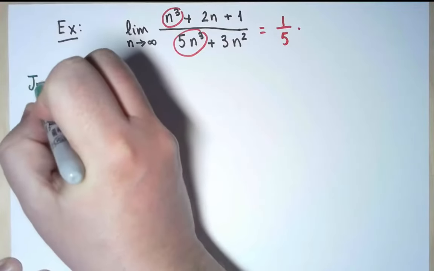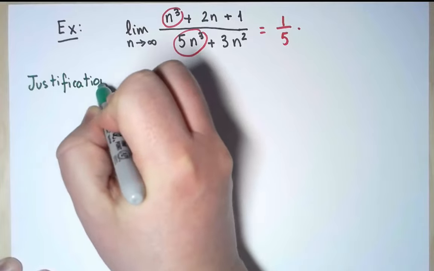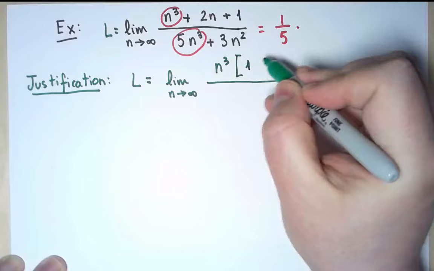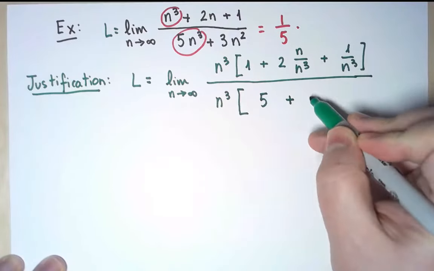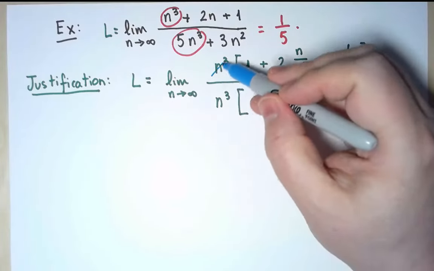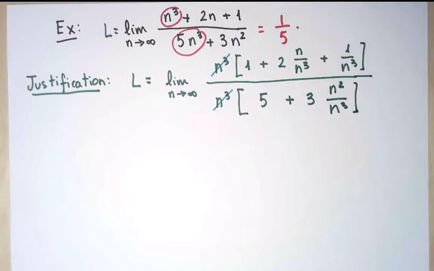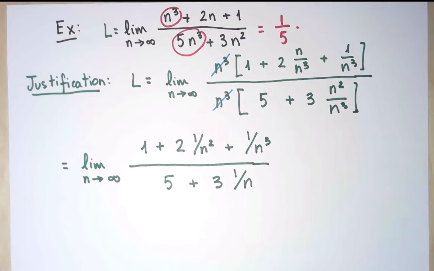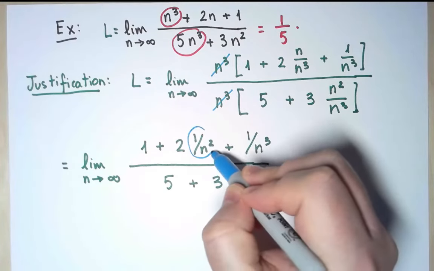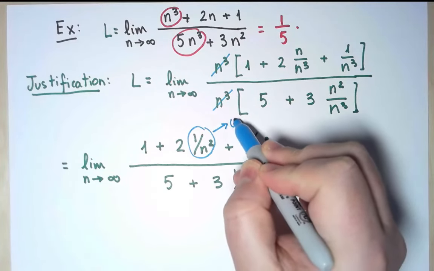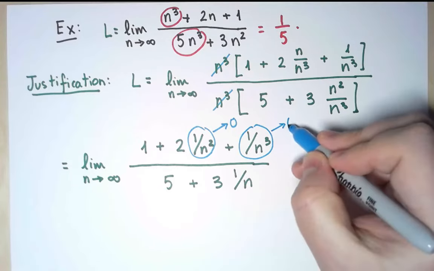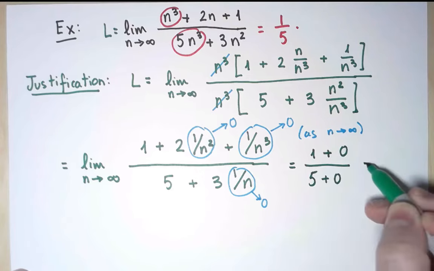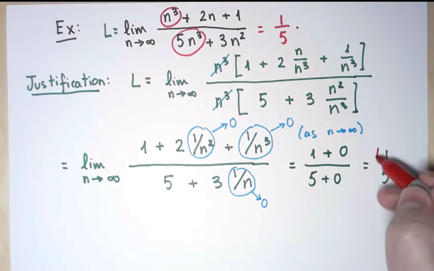To justify this method, the trick is always to factor the biggest power. Let's factor n cubed in both numerator and denominator. I can cancel these terms, and let's see what we have left. As n approaches infinity, 1 over n squared has limit 0, and so do 1 over n cubed and 1 over n. Now use the limit laws, and that is how we get 1 over 5.